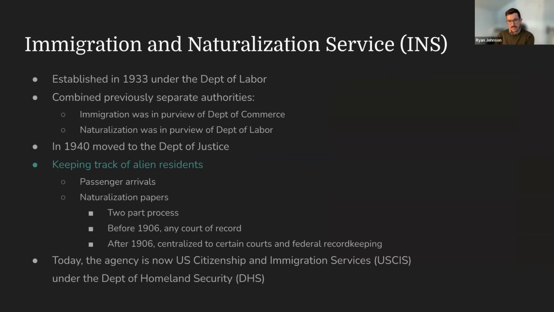It helps to frame that legislation by taking a quick glance at the history of the Immigration and Naturalization Service, or the INS. This was the federal agency responsible for naturalization. From 1933 to 2002, it was first part of the Department of Labor, and it combined 2 things that were previously separate. Immigration was under Department of Commerce, naturalization was under Department of Labor up until 1933. In 1940, the INS was moved to the Department of Justice, the same year they started doing alien registrations.